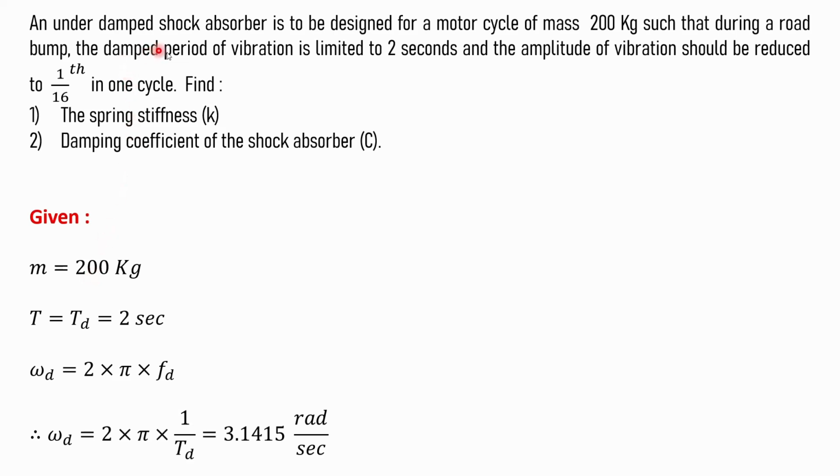Now for damped period of vibration, Td is given as 2 seconds. Then from this Td we can easily calculate the value of omega d, that is 2 pi f. Frequency is 1 upon time period. So substitute the value. 2 multiplied by pi multiplied by 1 upon 2. So that will give you the value as 3.1415 radian per second. So this is the angular frequency or angular velocity.